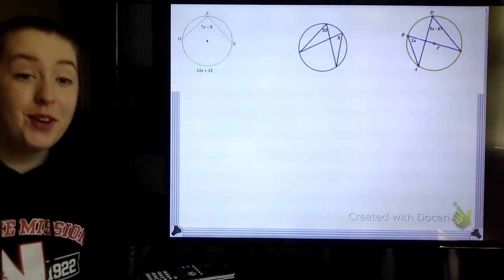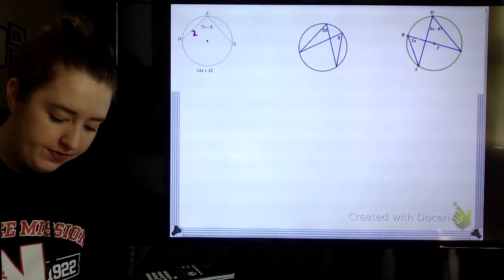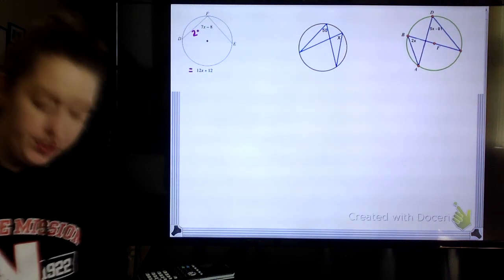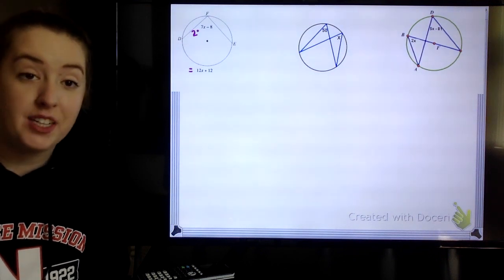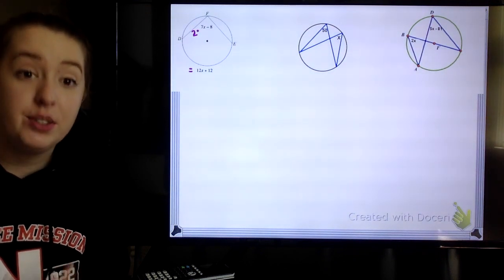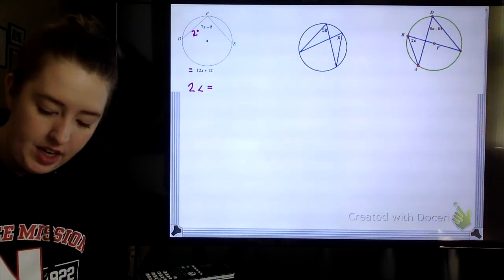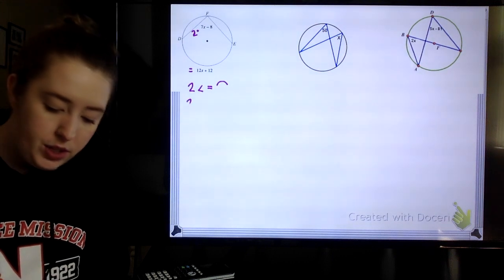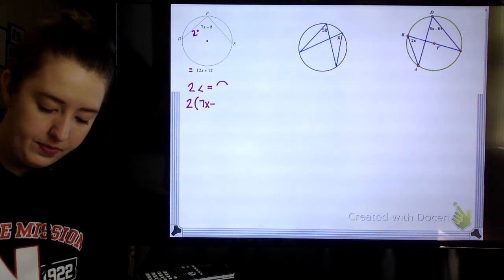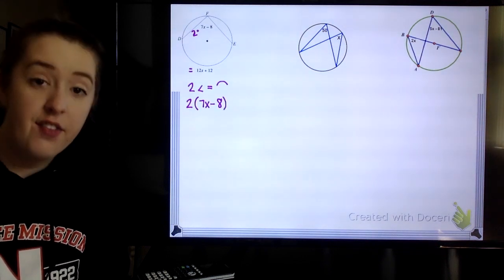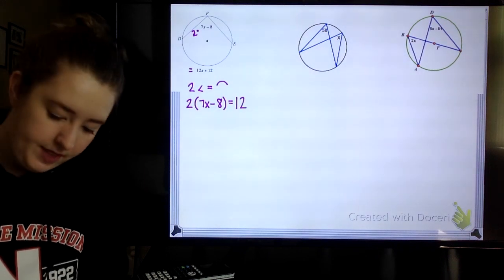So here's what we know. If we double our angle, it'll be equal to our arc. Now, we don't have just plain old numbers, we have these algebraic expressions now, but that relationship is still true. I want to take 2 times my angle and set it equal to my arc. So 2 times what I have in there for my angle is 7x minus 8. And what I have for my arc there is 12x plus 12. That is plus, just making sure.